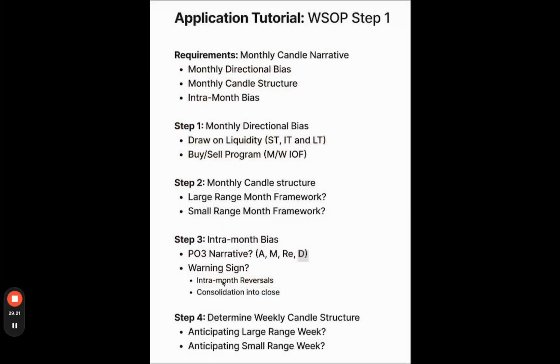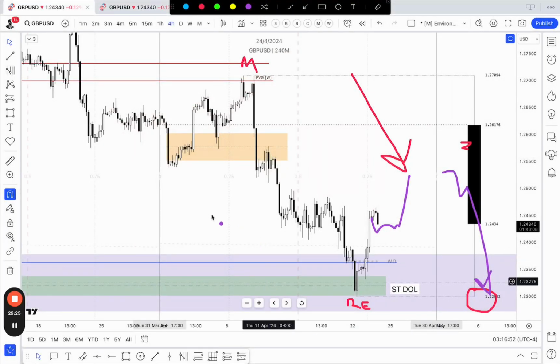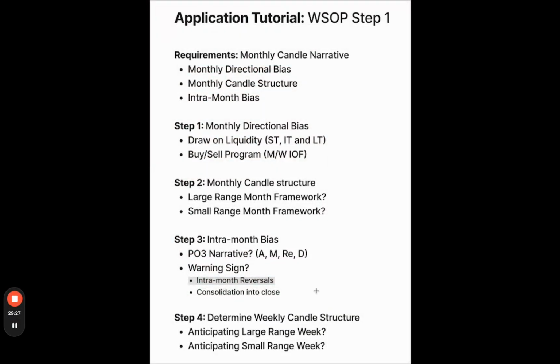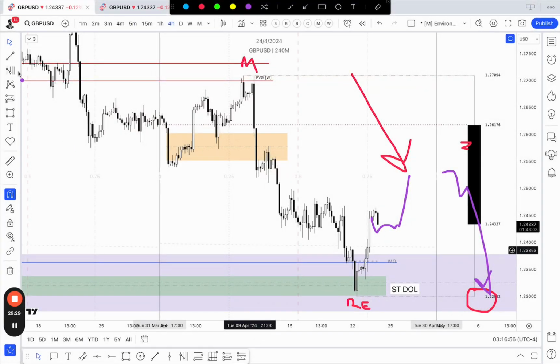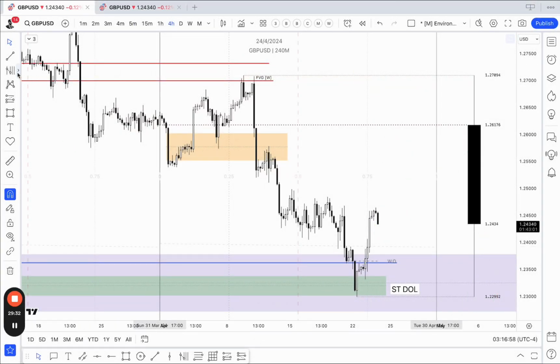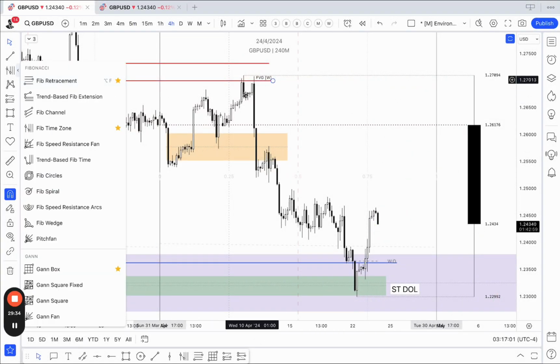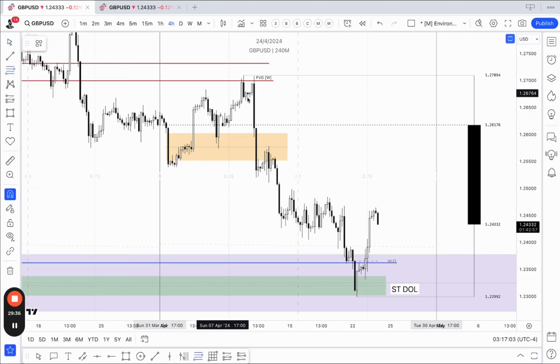And we have one here, intra-month reversals. That is for small range weeks, so we already covered that. The other one is consolidation into close. And for this, use a fulcrum swing of the intra-month currently. So we can see here, that's where the fulcrum swing happened.